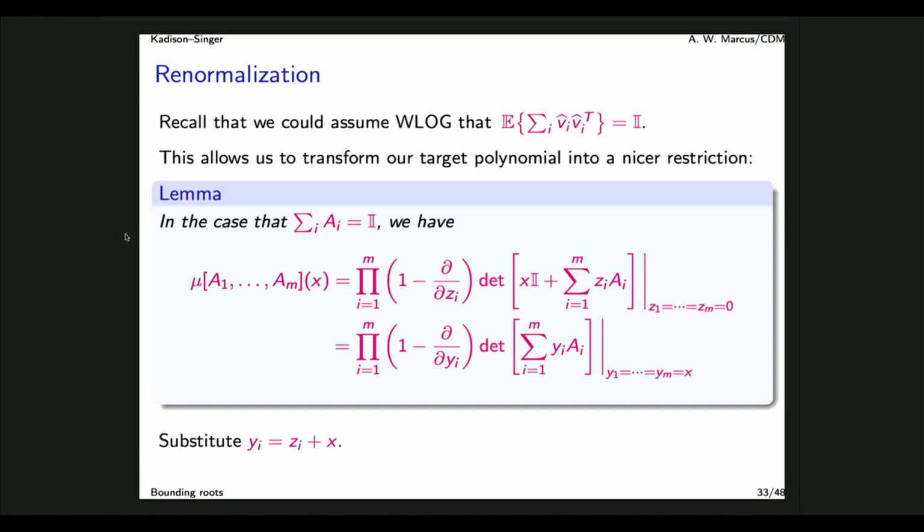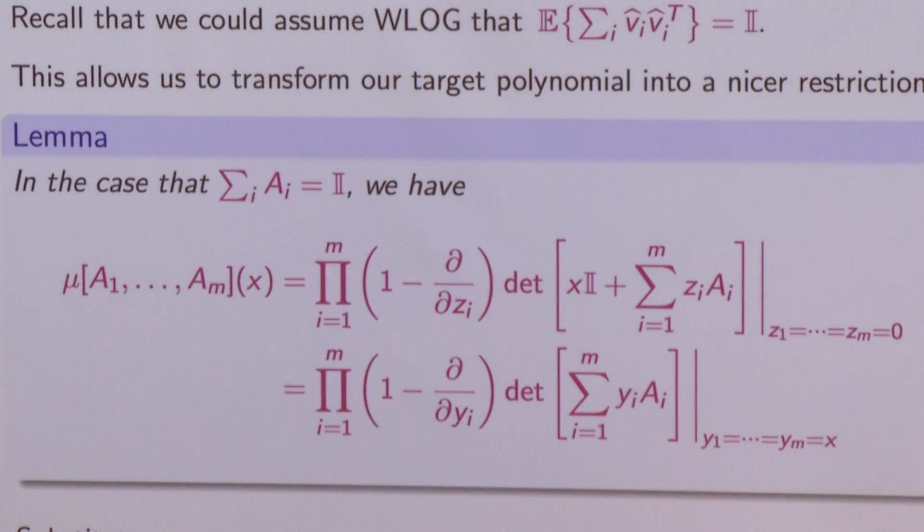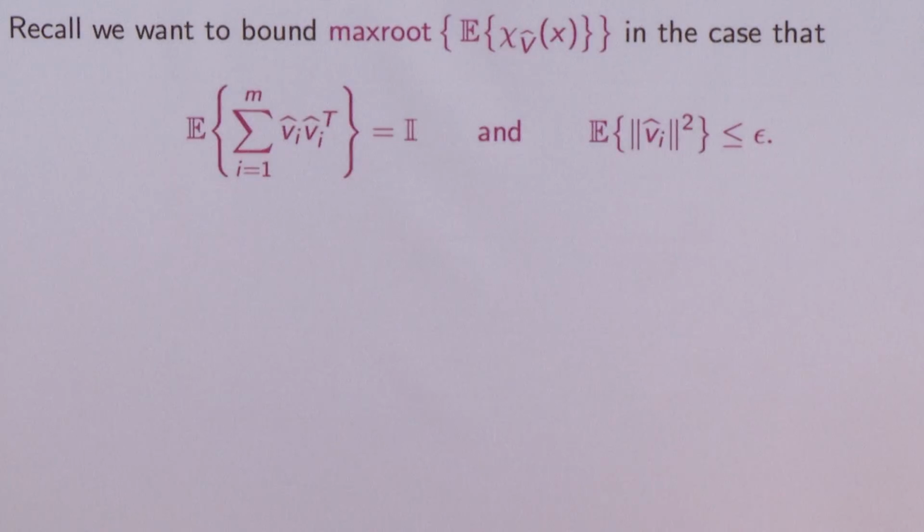So essentially, you just switch yi to zi plus x, and then this xi disappears. Except that now, rather than evaluating at 0, you're now trying to plug in x. So this defines a line in Rn that we're going to restrict to.